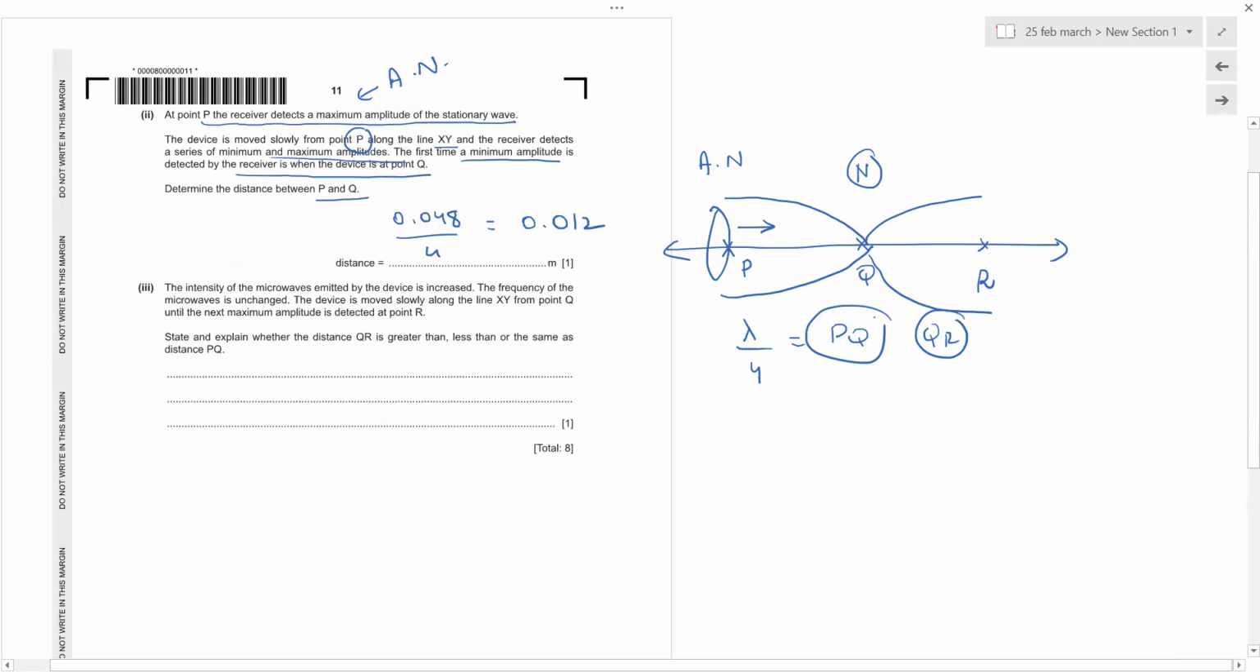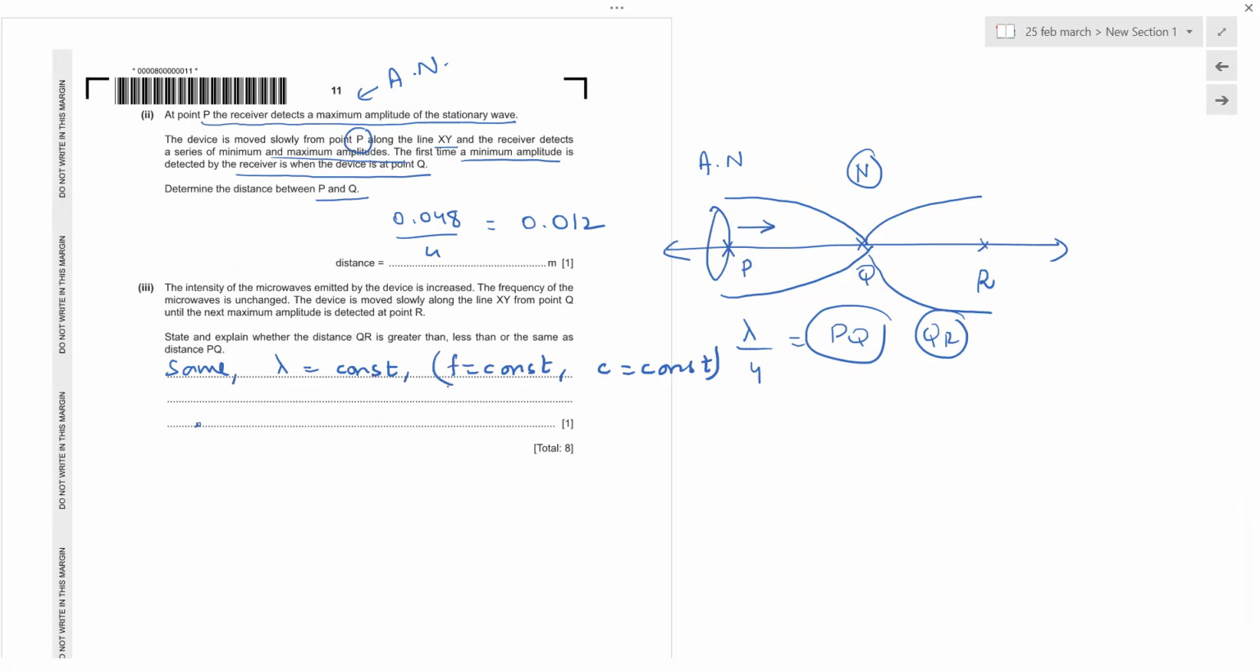Okay, so basically the distance should be the same. Reason is, let me write it first. So the distance should be the same. Reason is the distance was a function of wavelength, right? So wavelength is not changed. That's constant. They clearly mentioned frequency is constant. And since it is a microwave, the speed is constant. So there is no possibility that wavelength could be changed, right? So intensity cannot alter the distance from node to antinode in a stationary wave. That's important. ठीक है, ये बात ज़हन में रखनी है.